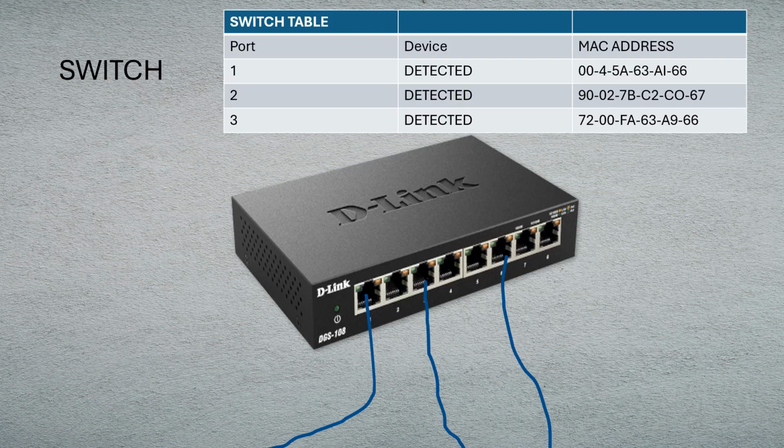Now, let's talk about switches. A switch is very similar to a hub, but more efficient. Like a hub, a switch has multiple ports for connecting devices, but unlike a hub, a switch is intelligent. It can learn the unique MAC addresses of the devices connected to it and store this information in a table. When a data packet arrives at the switch, it checks its table to find the correct destination and sends the data only to that specific device. This reduces unnecessary network traffic and improves efficiency, which is why switches are preferred over hubs.